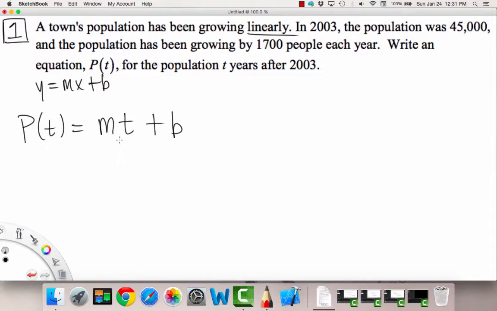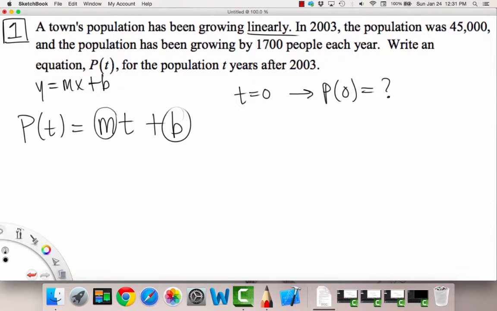So the thing is we need to find b and we need to find m, and then we'll have the equation for our population. Okay, so b, what is b? That means when t equals 0, what is the value of our function? Then P of 0 is equal to what? So what is t? That's what we have to look at. What does it mean for t to be equal to 0?